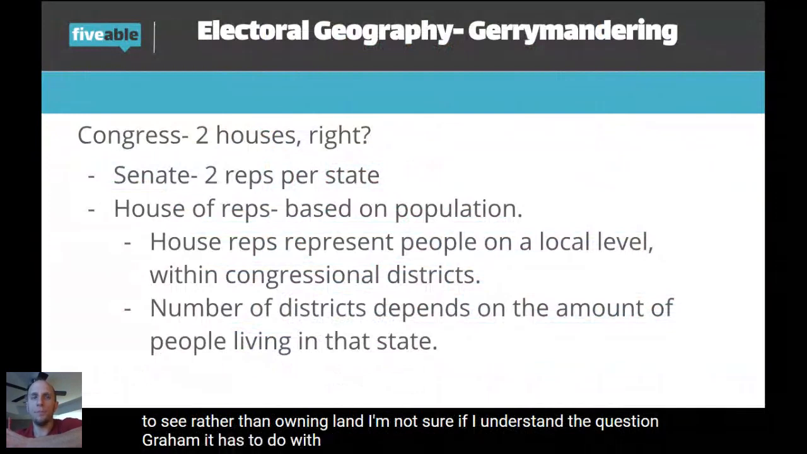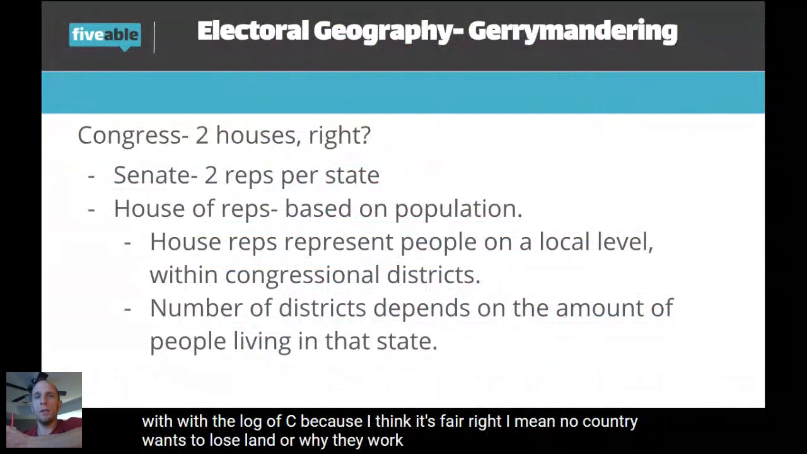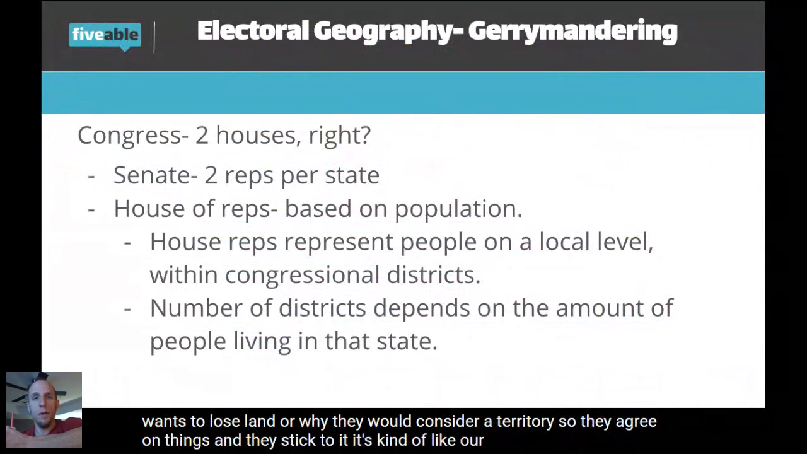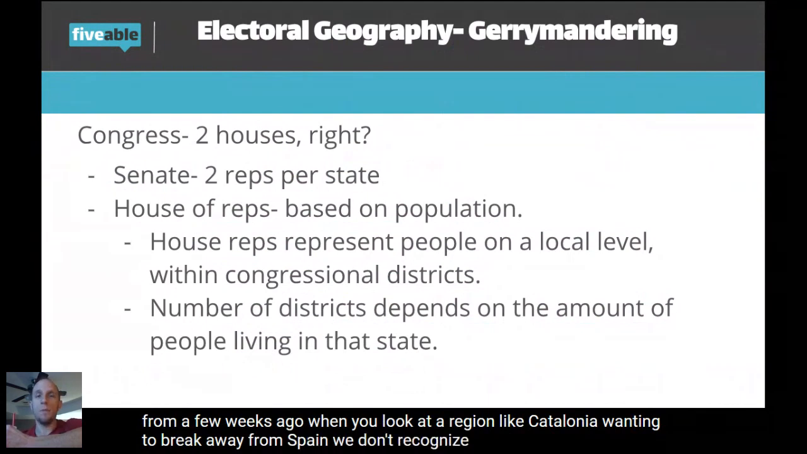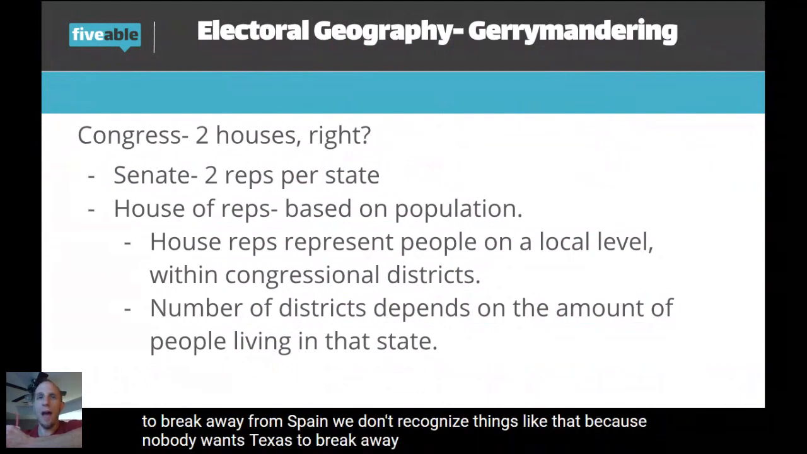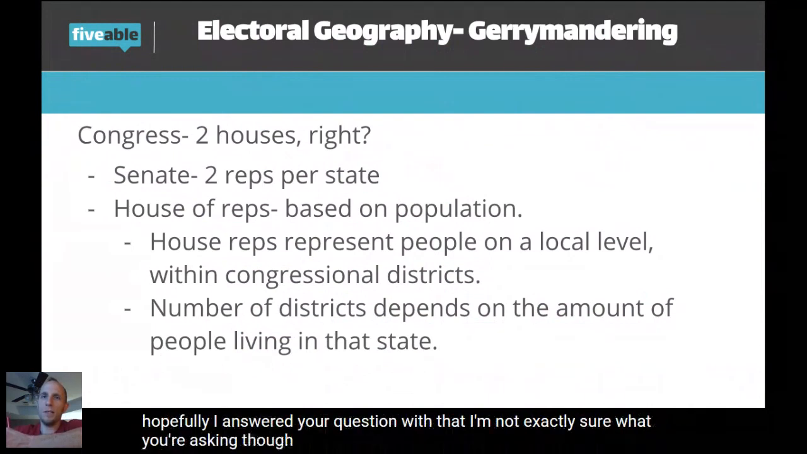It has to do with the international body collectively agreeing with the law of the sea, because I think it's fair, right? I mean, no country wants to lose land or what they would consider a territory. So they agree on things and they stick to it. It's kind of like our definition of sovereignty from a few weeks ago. When you look at a region like Catalonia wanting to break away from Spain, well, we don't recognize things like that, because nobody wants Texas to break away from the U.S. and then Spain and the rest of Europe to accept Texas as a sovereign nation. So I think maybe hopefully I answered your question with that. I'm not exactly sure what you're asking, though.